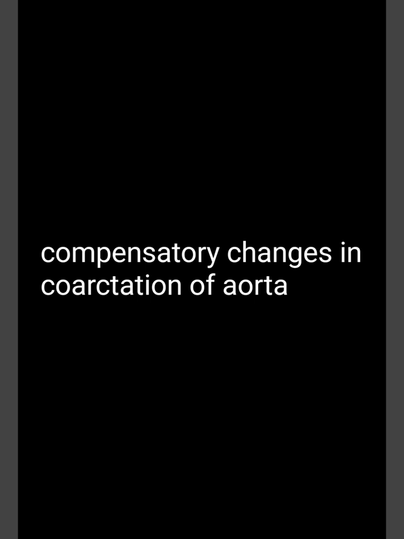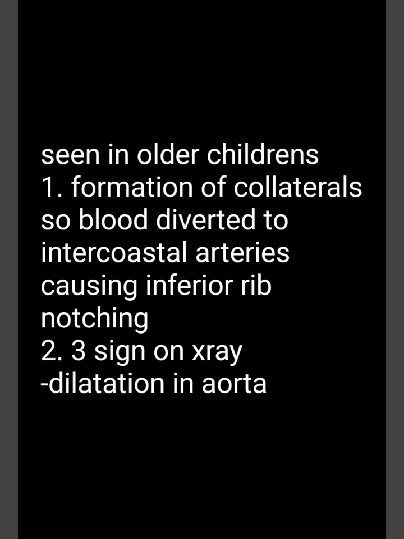Compensatory changes in coarctation of aorta, seen in older children. 1. Formation of collaterals, so blood is diverted to intercostal arteries, causing inferior rib notching. 2. Figure 3 sign on X-ray: dilatation in aorta.